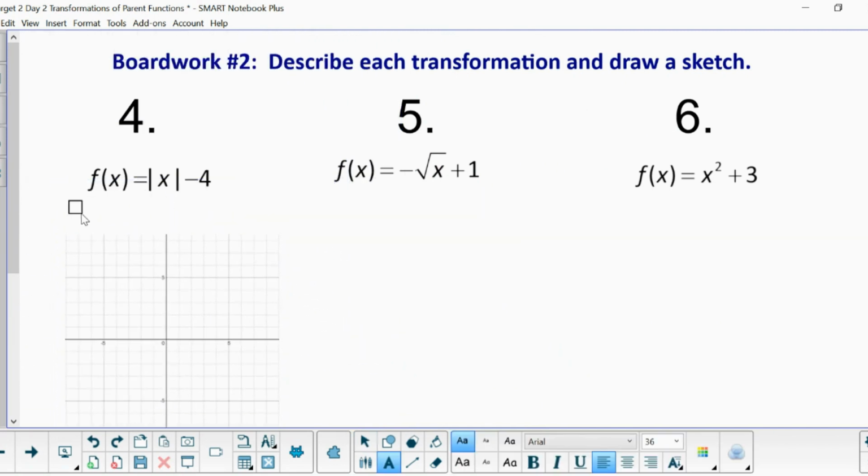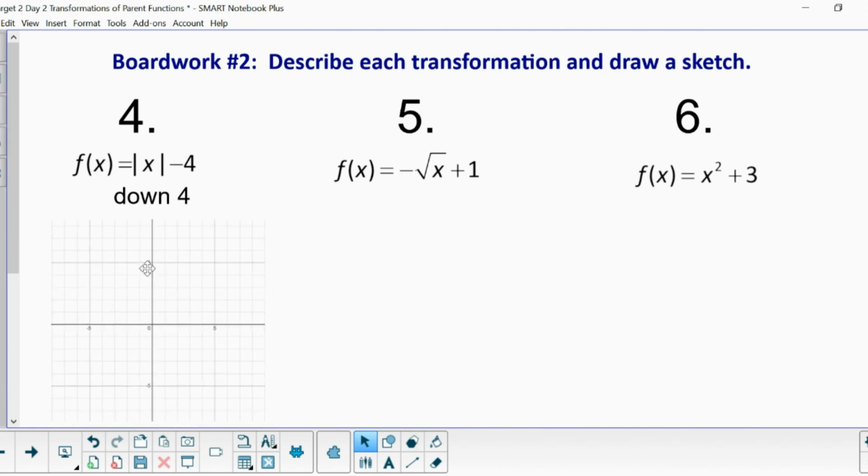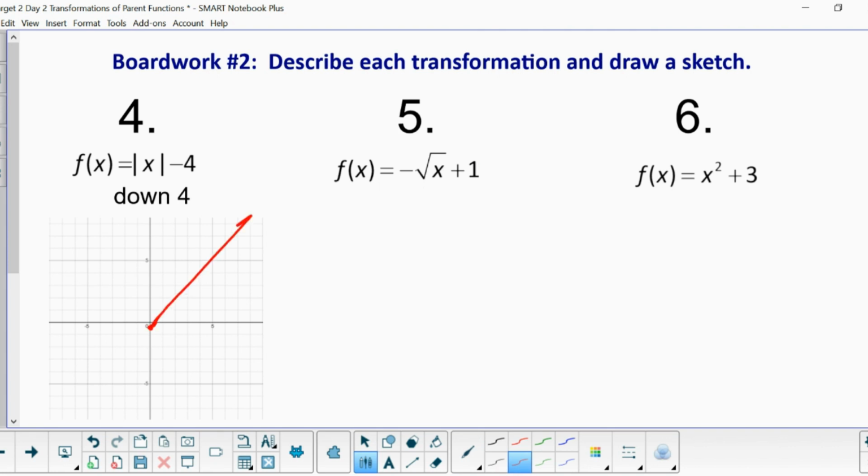Okay, so again, this is part of what your quiz will ask you to do, is to tell me what the transformation is. So you're going to write down 4, or you could say shift down 4, or shift the y's down 4, whatever makes the most sense for you to write down. And the normal absolute value graph looks like this. But now I'm going to take that thing and shift it down 4. So it's going to go like this.